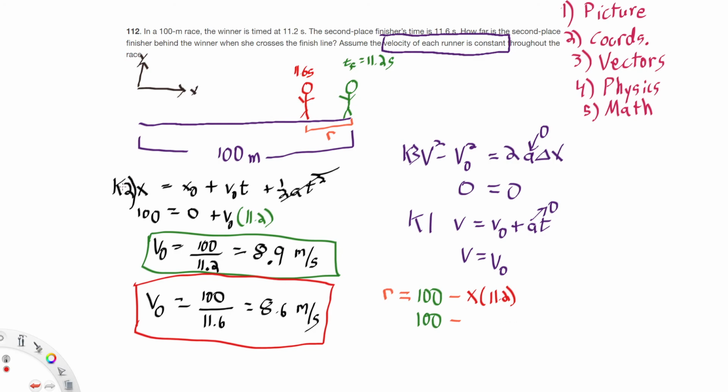Again, we're going to go back to K2. We're going to use K2 to figure out this x of 11.2. The initial position is 0. The next term, v naught t, so minus 8.6 times 11.2. And then the last term, acceleration is 0, so that's 0.